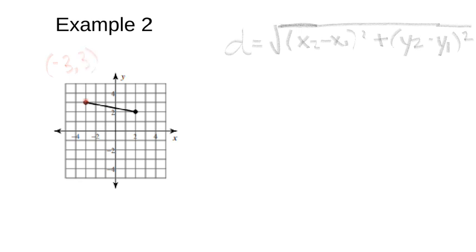This point over here on the right, again, I start at the origin. I'm going to count to the right 1, 2, and count up 1, 2. So that point would be (2, 2). All right, so we have x1, y1, x2, y2, and then you can plug them in. So x2, we said, was 2, minus x1, we said was negative 3.